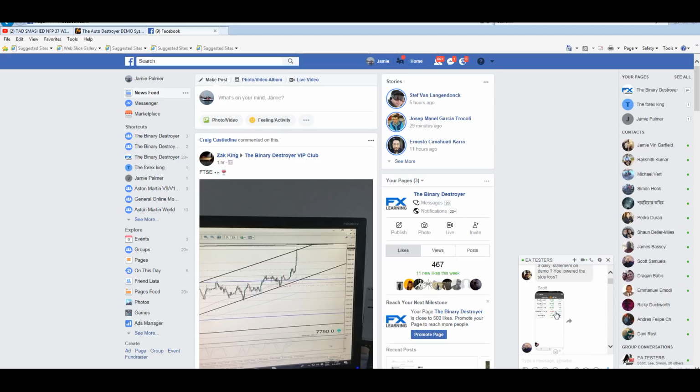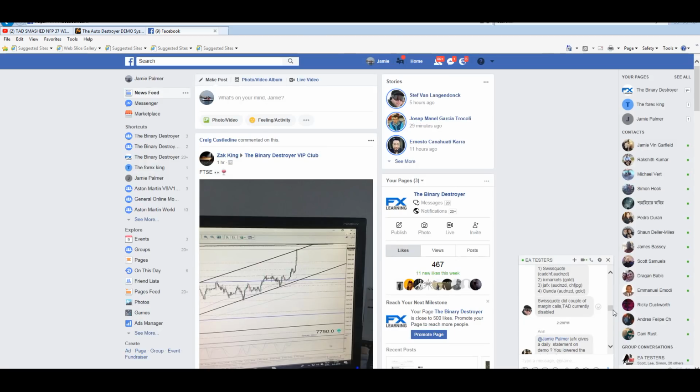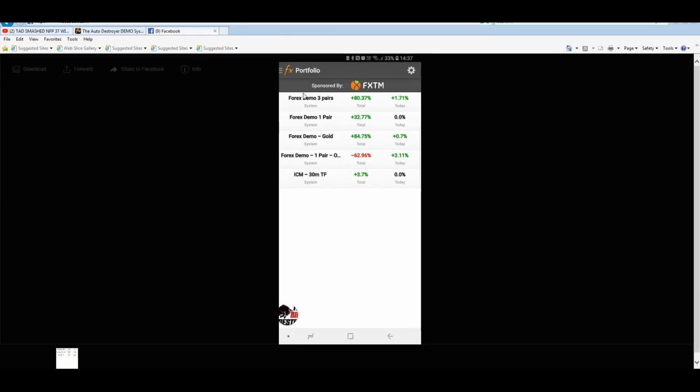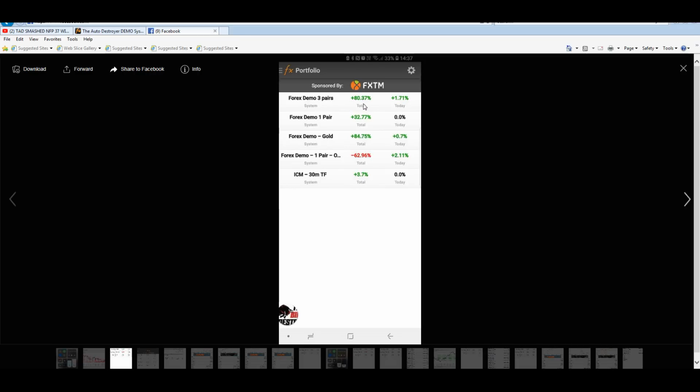Let me just bring up what Scott said. Scott is testing TAD on a number of different accounts, different brokers and different settings, and we can see here, where it just disappeared, I'll bring it up again. So you can see he's got a forex demo account with 3 pairs, and he's made a nice 80% gain, which is mad. He's doing a demo account with 1 pair, and he's made 32%. So the 3 pair account is actually a better gain than the 1 pair. And gold, look at that. Gold has made 84%.